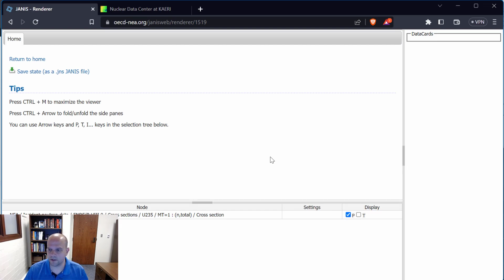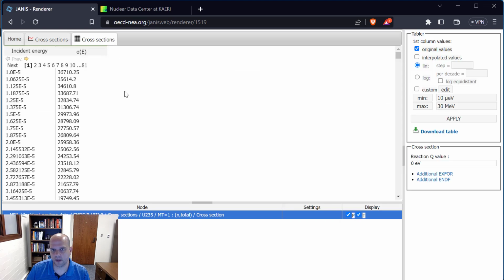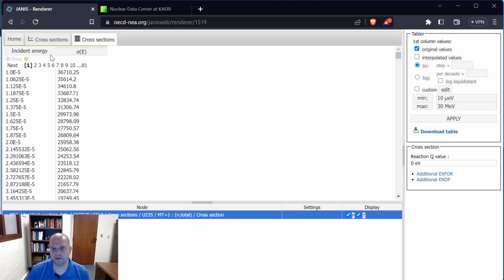So if I select plot, you should see here's my cross-section as a function of incident energy. This is in units of MeV. I can also display this in tabular format. And you can see up here I've got two tabs. So I've got the plot, and then I've got the data itself.